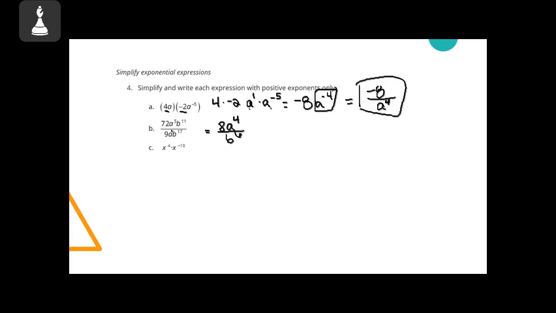And the last one here, x to the 4th times x to the negative 10th. Like bases, add exponents. So if I add 4 and negative 10, that gives me negative 6. But I can't leave it like that. It's currently on the top, so I need to move it underneath. And I'm going to put a 1 as a placeholder so that I can now have a positive exponent.